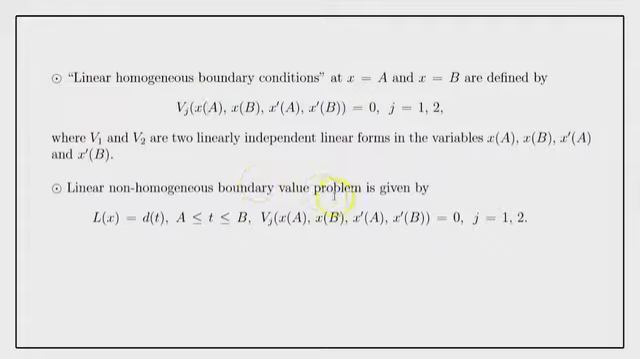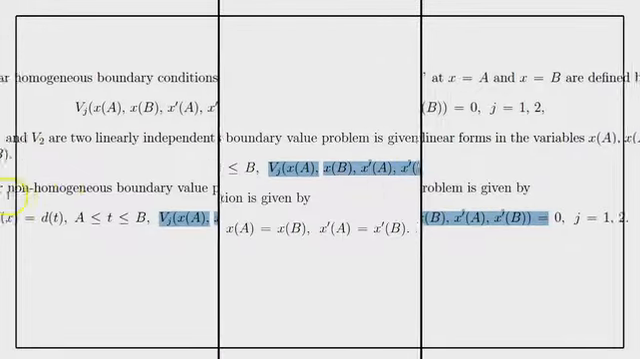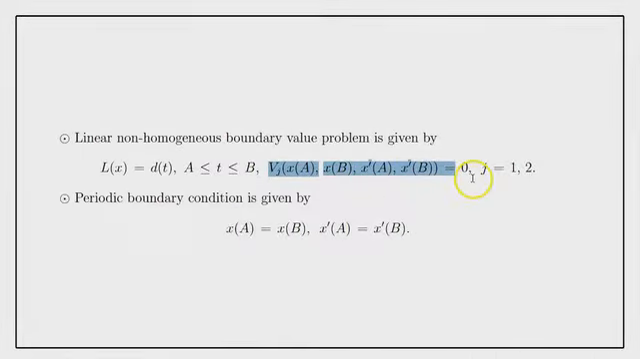A linear non-homogeneous boundary value problem is given by this one, Lx equal to d(t), where Lx is already defined here. Keep in mind that this term non-homogeneous is related with the non-homogeneity of the differential equation, not of the boundary condition. This is a very important point. So, therefore, a non-homogeneous equation subjected to linear homogeneous boundary condition is known as a non-homogeneous boundary value problem.